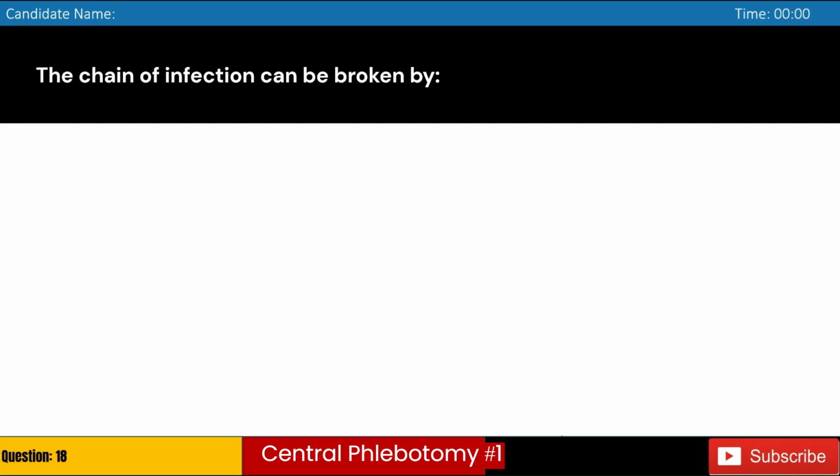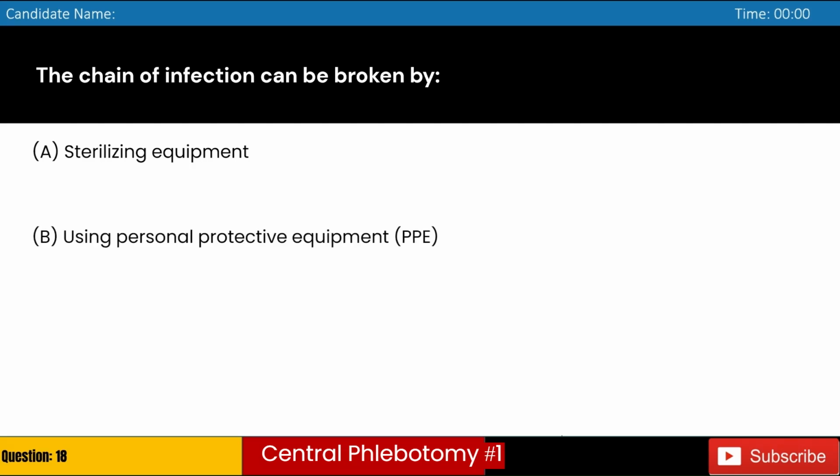The chain of infection can be broken by: A. Sterilizing equipment. B. Using personal protective equipment, PPE. C. Hand hygiene. D. All of the above. Answer D. Sterilizing equipment, using PPE, and hand hygiene are all methods to break the chain of infection.